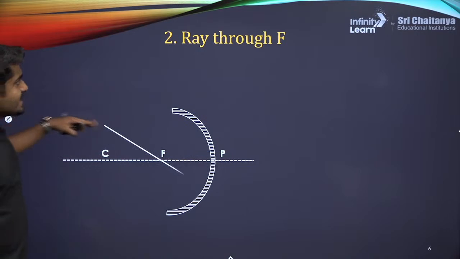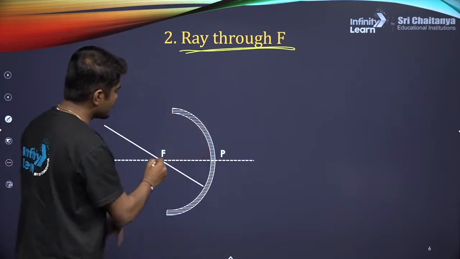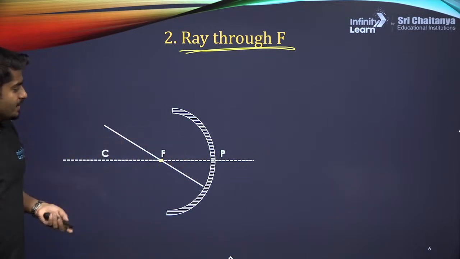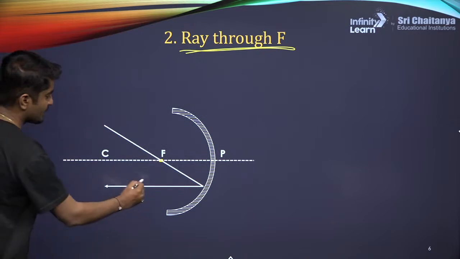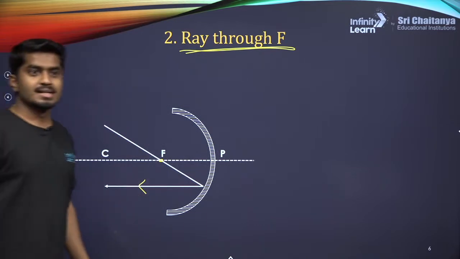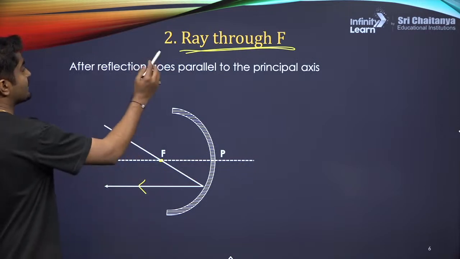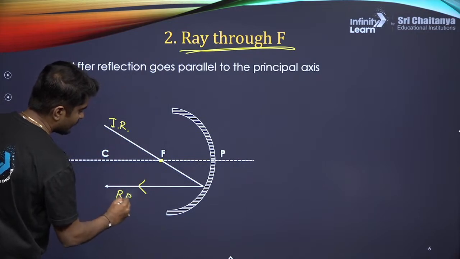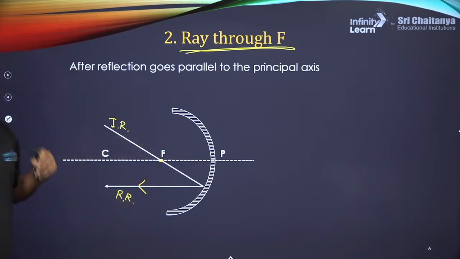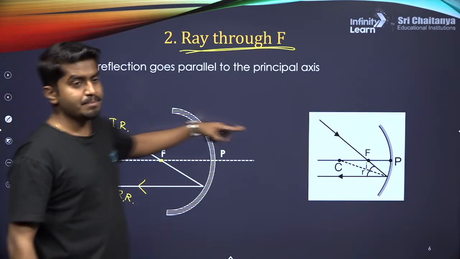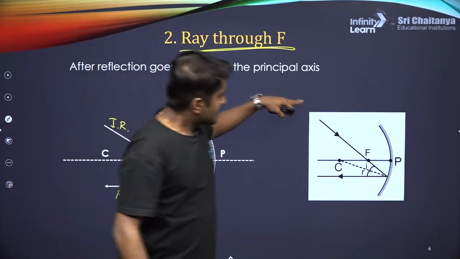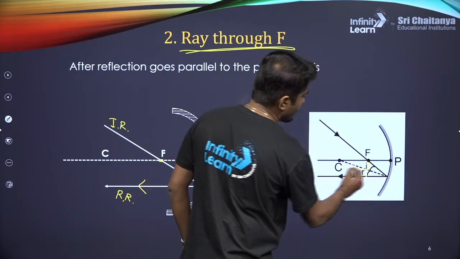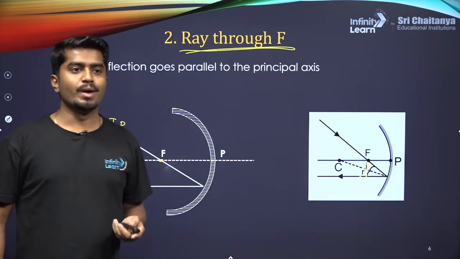Second ray, a ray passing through the focus. You see this one? There is a focus. So when the ray is passing through the focus, what will happen? It will be parallel to the principal axis, right? So whenever the incident ray is passing through the focus, the reflected ray will always be parallel to the principal axis. Again the same properties: the incident ray passing through the focus, there is a reflected ray, and the angle of incidence and angle of reflection are always going to be equal.